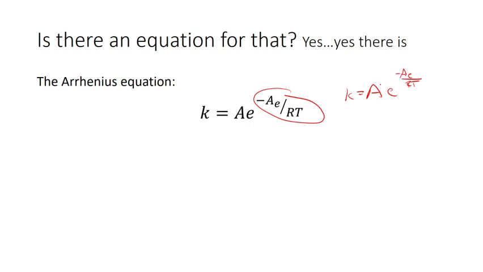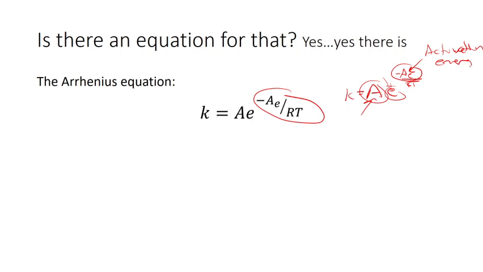And don't confuse this A and e with this A sub e, because these are two separate things. We have e, our lovely letter that has a specific value, and we have A here, which is different than activation energy.